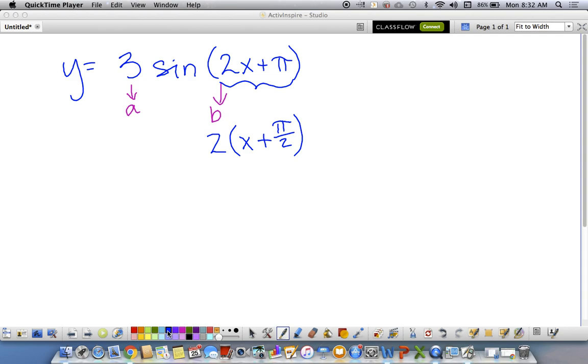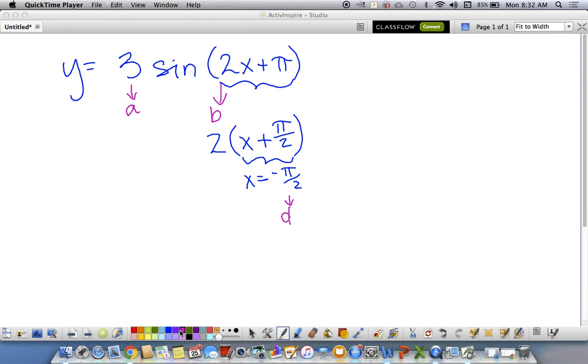So what is our D? Is the phase shift a positive pi over 2 or a negative pi over 2? Because we're still setting it equal to 0. So X would equal negative pi over 2. Okay? That will be our D.